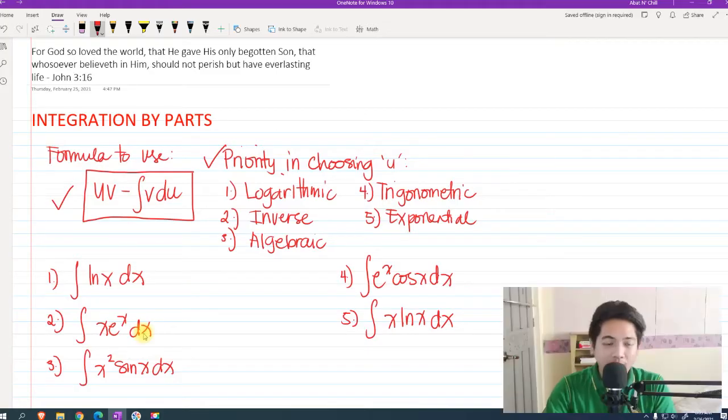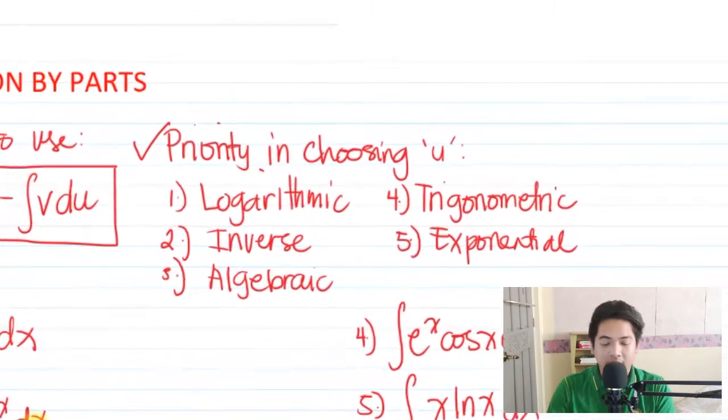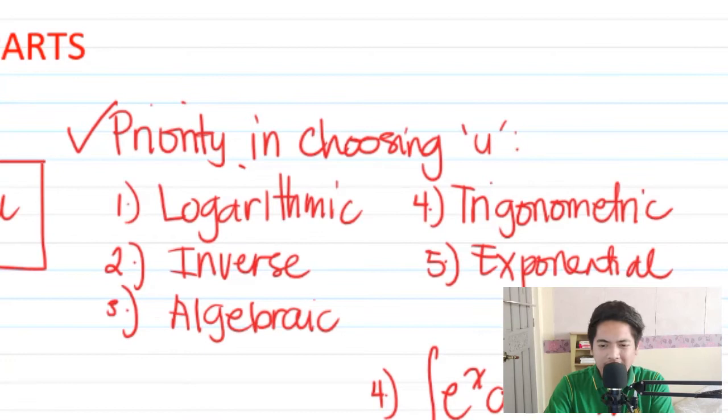Priority in choosing u: just like what I've said, when we integrate by parts, we are multiplying two different functions. There is a priority, listed from the most priority to the least priority, 1 to 5. If we have a logarithmic function, we can choose that as u. Number 2, the second priority is the inverse function. The third priority is the algebraic function. Fourth priority is the trigonometric function. And the least priority is the exponential.